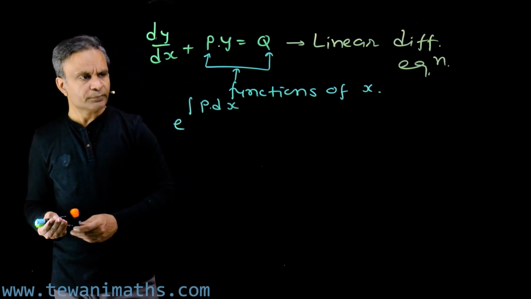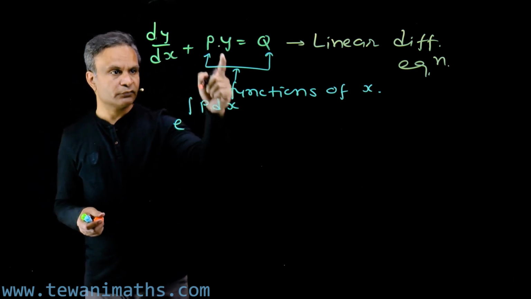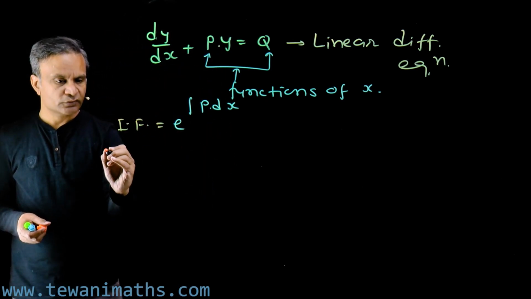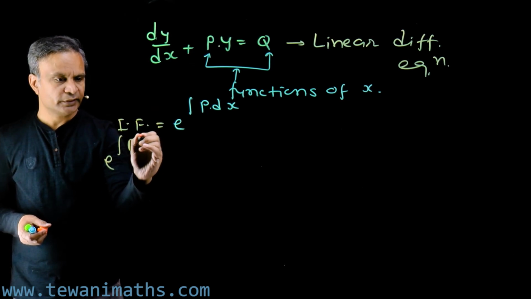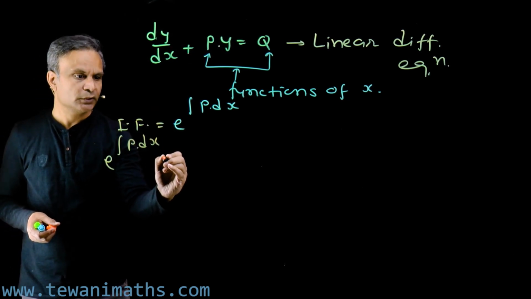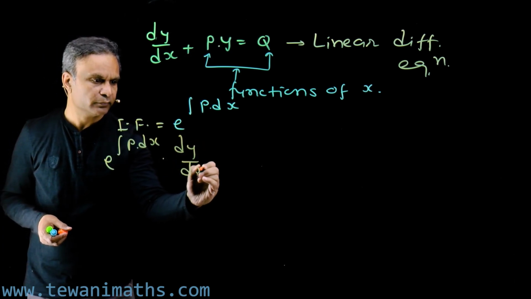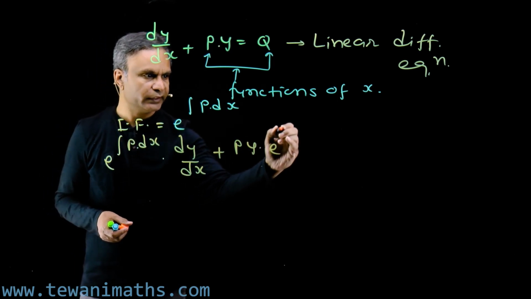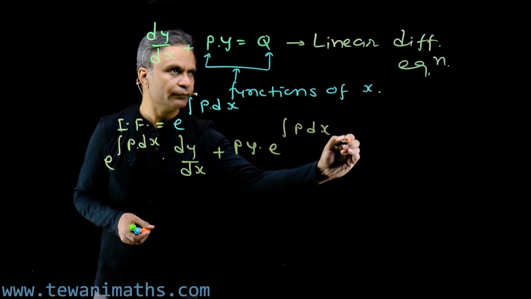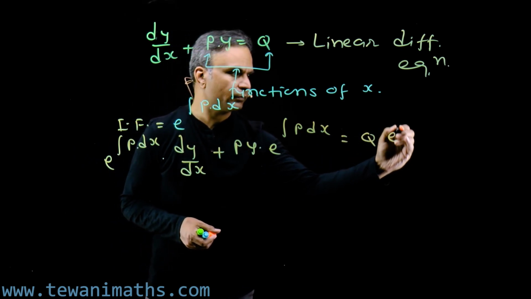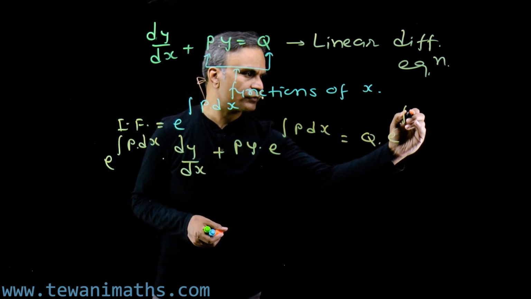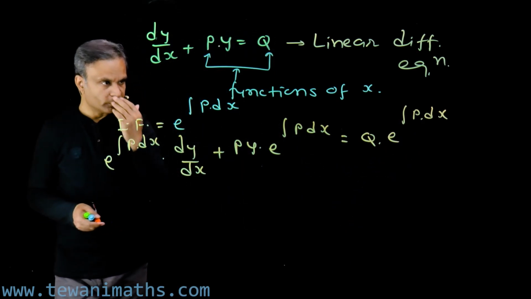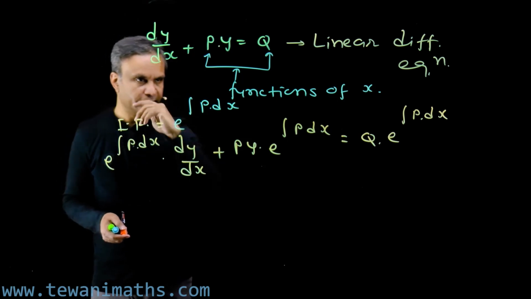Now what happens when we multiply this equation with integrating factor? Let me write here, this is integrating factor. Equation will become e power integration of p into dy by dx plus py into integrating factor, is equal to q multiplied by integrating factor, which is e power integration of p with respect to variable x. We multiply this equation with integrating factor.